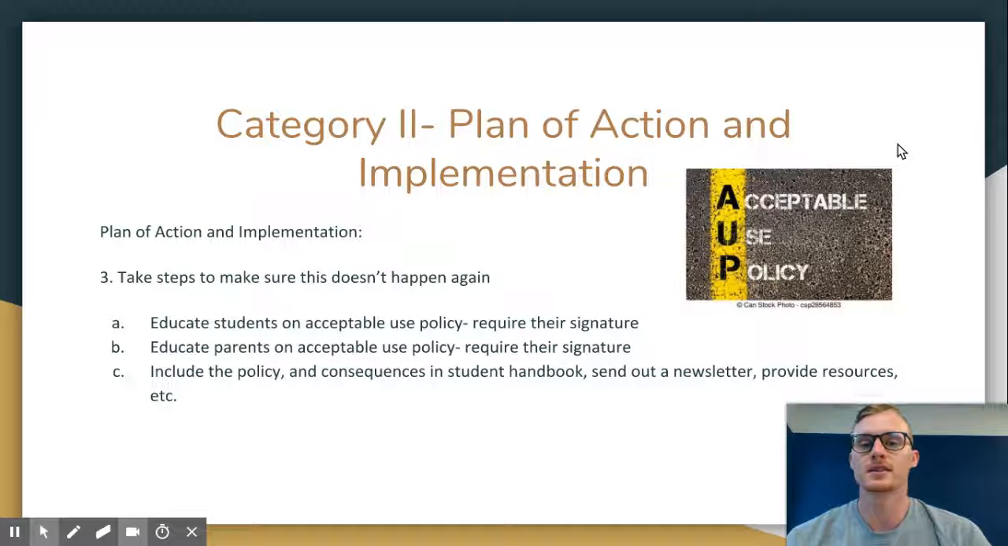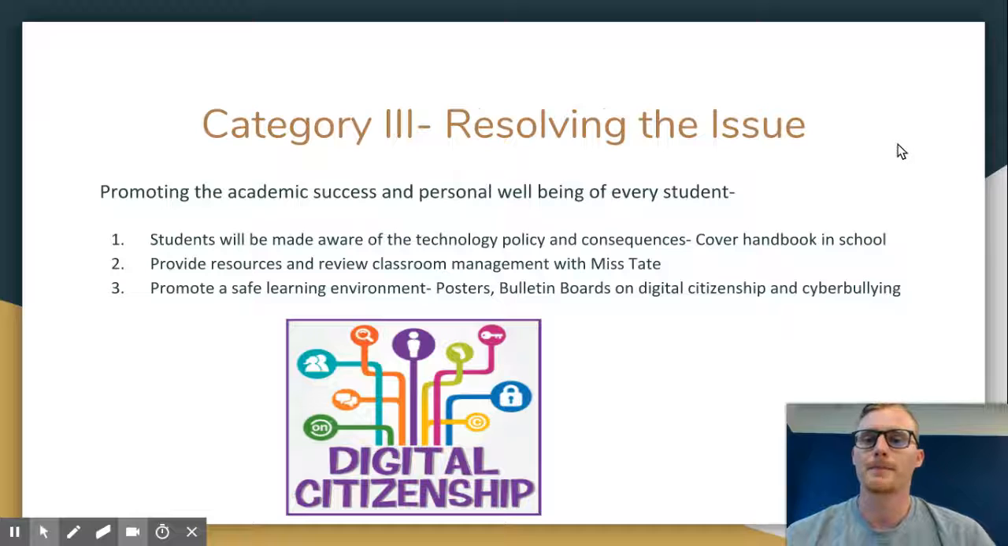Number 3, take steps to make sure that this doesn't happen again. I want to educate students about the acceptable use policy, require their signature. I'll go into that more in a second. Number 2, I want to educate parents on the acceptable use policy and also require their signature so both the student and the parent are aware. And I want to include the policy and consequences in the student handbook, send out a newsletter, provide resources, maybe post bulletin boards or posters throughout the school, something like that.